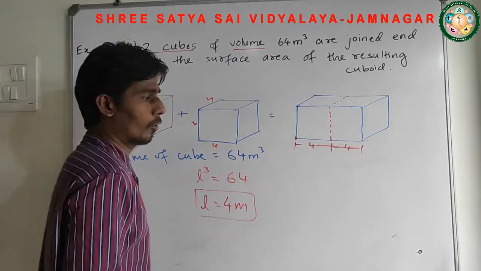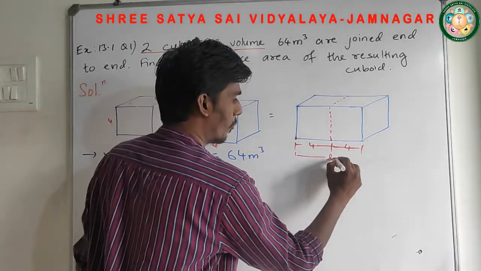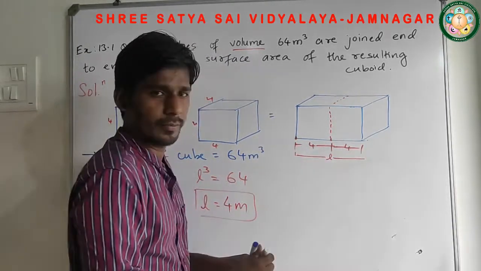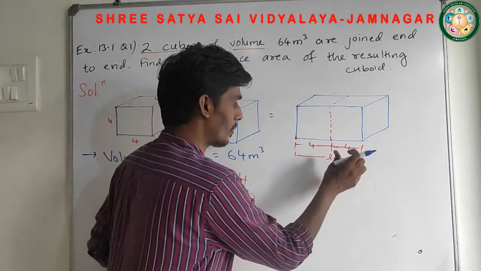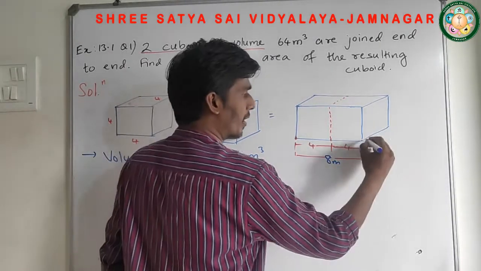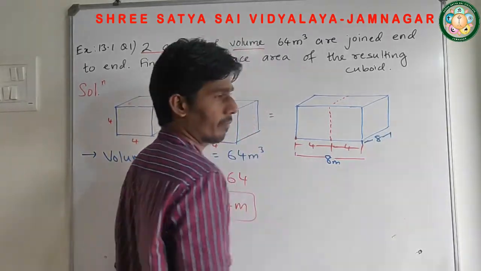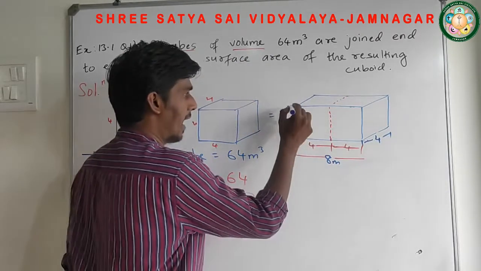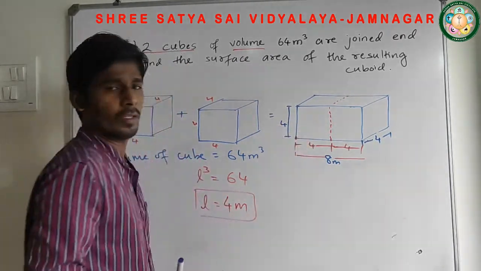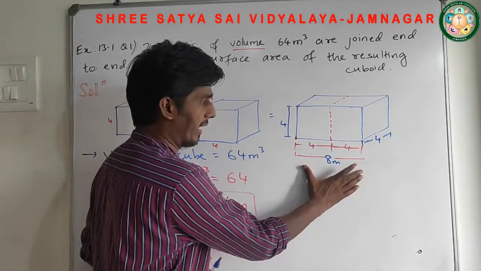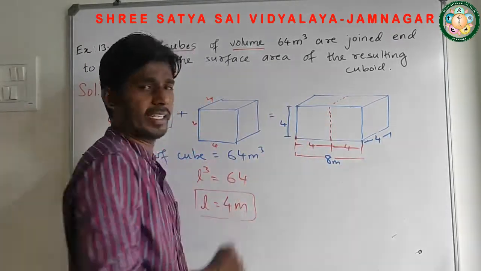this is also 4. Now what is the new length for the cuboid? What will be the new length? 4 plus 4, 8. So new length I can write as 8 meter. The breadth will remain the same, 4, and the height also will remain 4. So I got all the parameters here. Length is 8, breadth is 4, and height is 4.